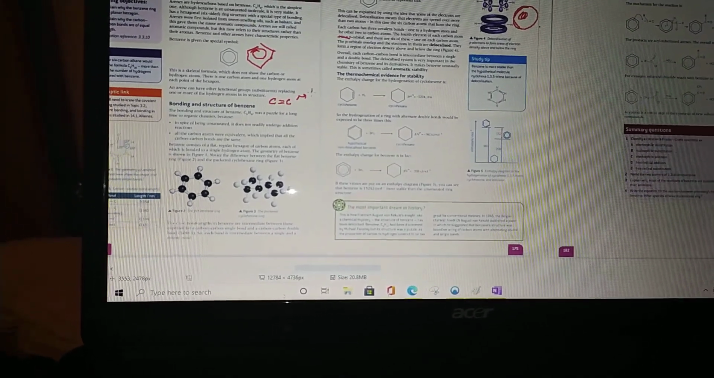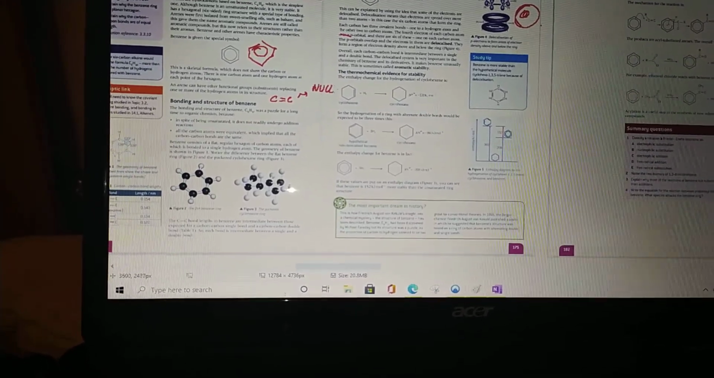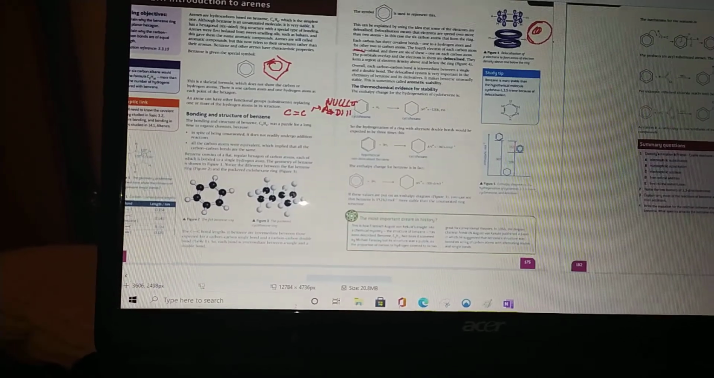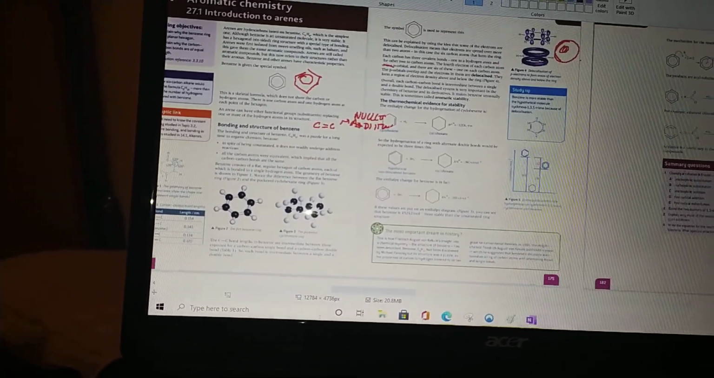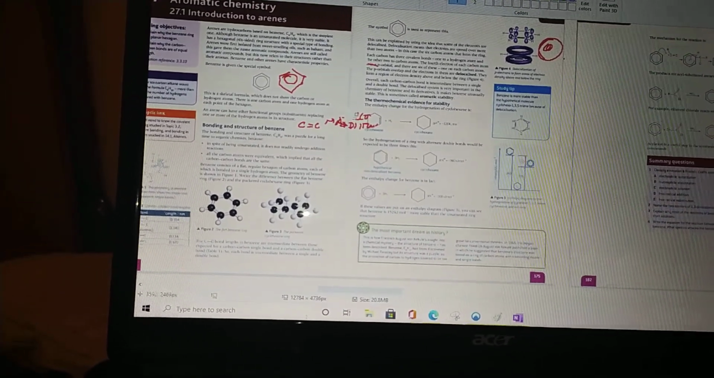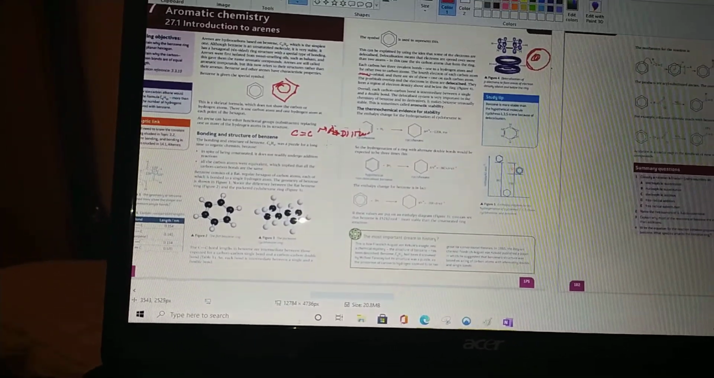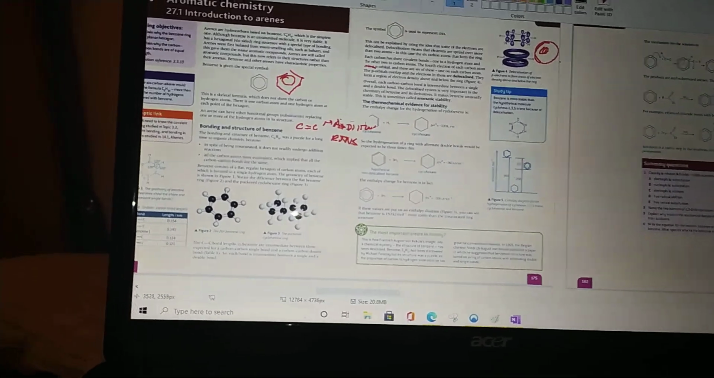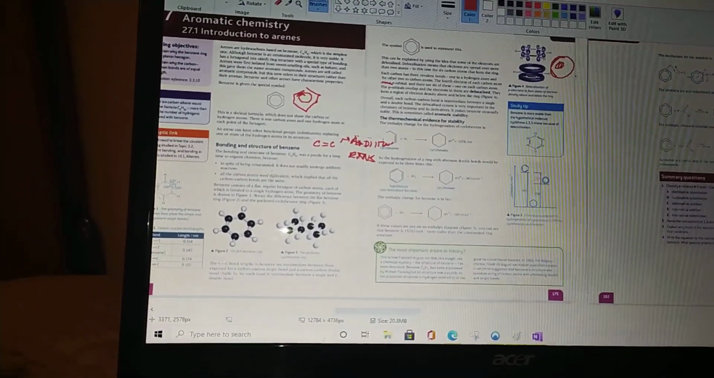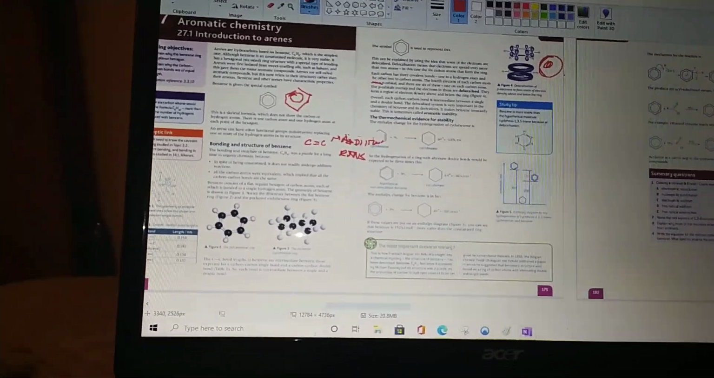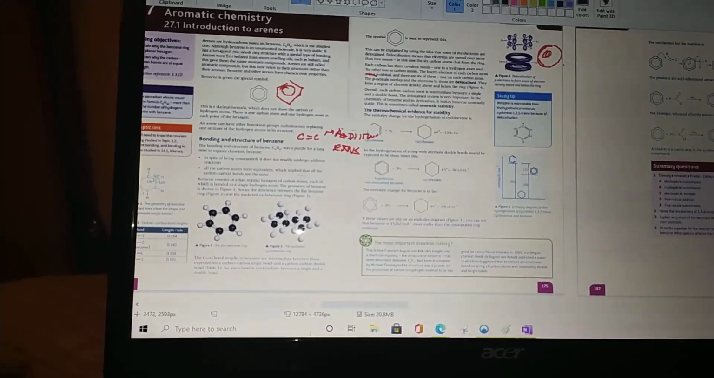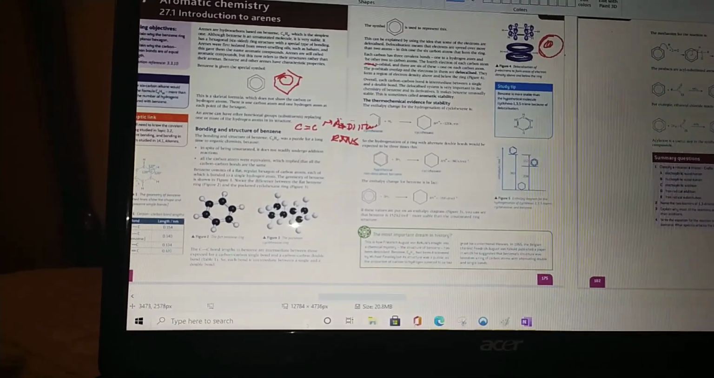undergo electrophilic addition reactions. We know that they undergo addition reactions. However, all the carbon atoms were equivalent, which implied that all the carbon-carbon bonds are the same.